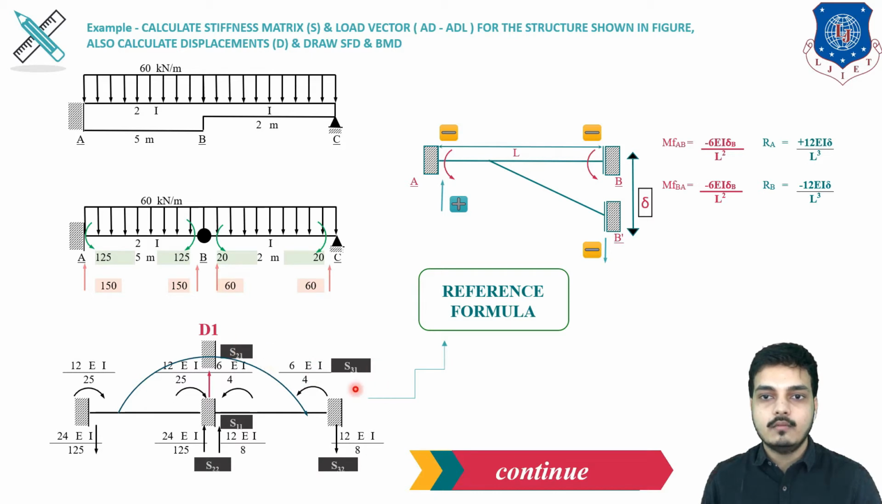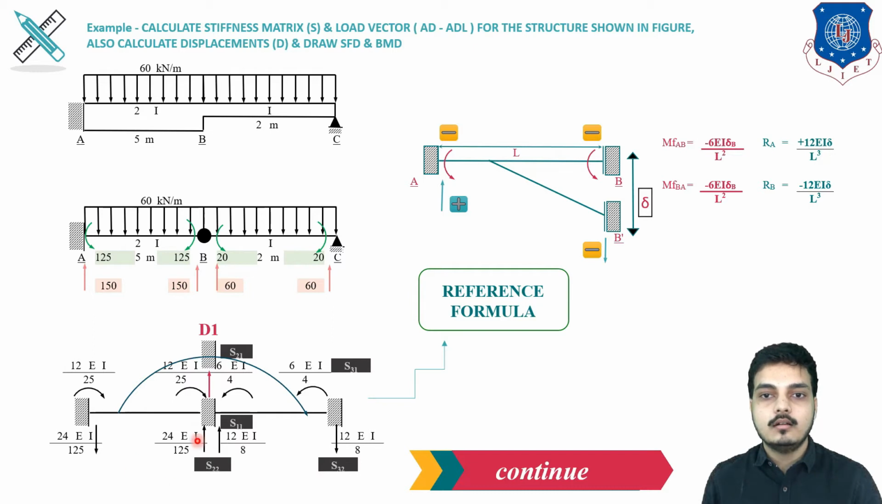We'll understand which will be S11, S21; I'll explain it further. Let's just find out the moment and reaction right now. So all these 4 moments we have found. Now if these moments are clockwise, the reaction will be anti-clockwise. So this will be going up and this will be going down.